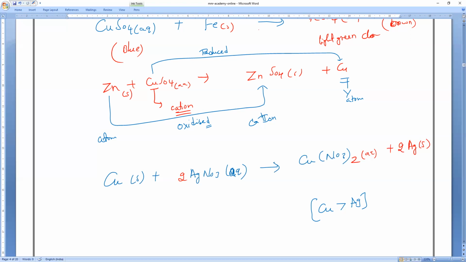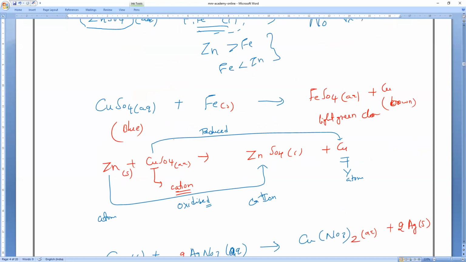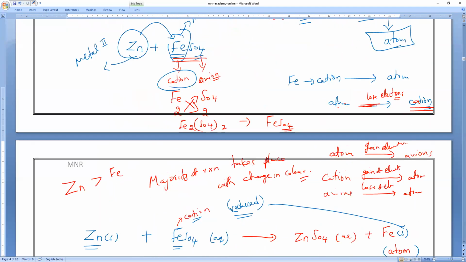Do you understand now? Is it clear, everybody? Cation will turn into atom. So will it be getting reduced or oxidized? The metal cation present in the salt will turn into metal. So it is converting from cation to atom. It will receive electrons. So cation turns into atom. Please remember, it will gain electrons.